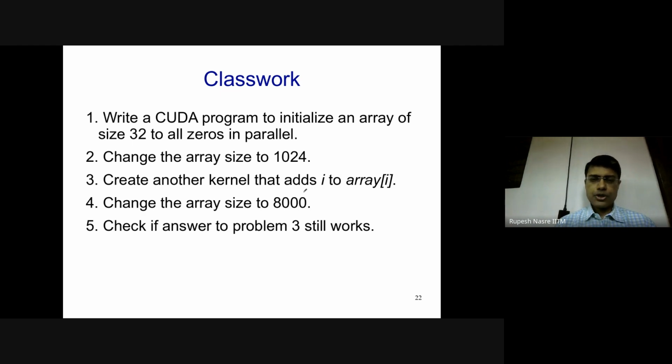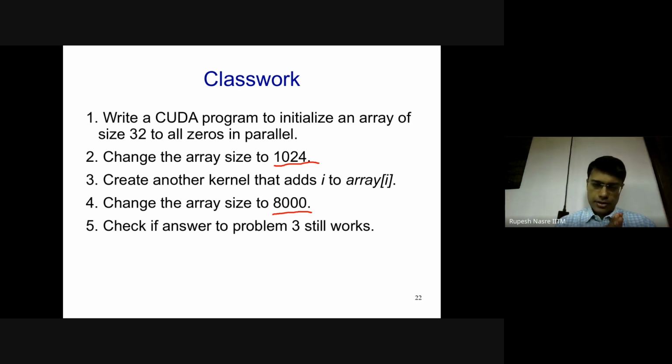Now I'm asking you to change the array size to 1024. So instead of cudaMalloc of 32, I'm going to do cudaMalloc of 1024. I'm going to launch it as 1,1024, and that is likely to work. As Soumik has also suggested, you require a[threadIdx.x] equal to 0, and interestingly, that will work. Now let's try to change that to 8,000, so I'm going to do cudaMalloc of 8,000 integers.